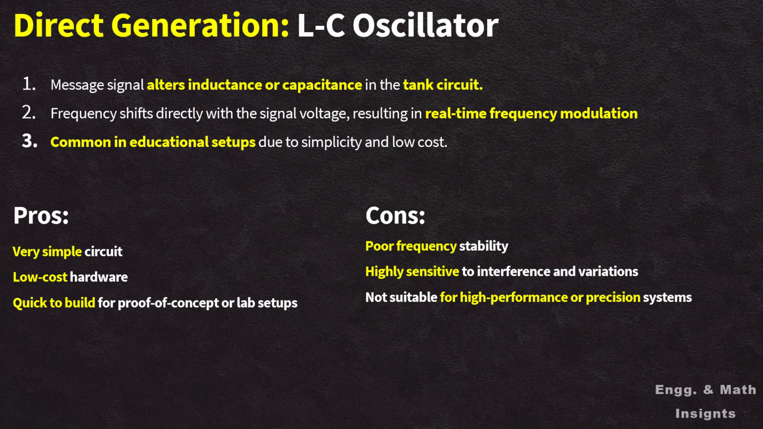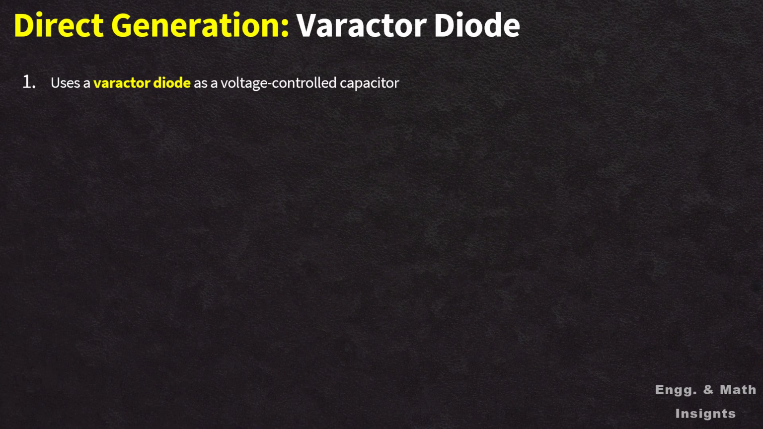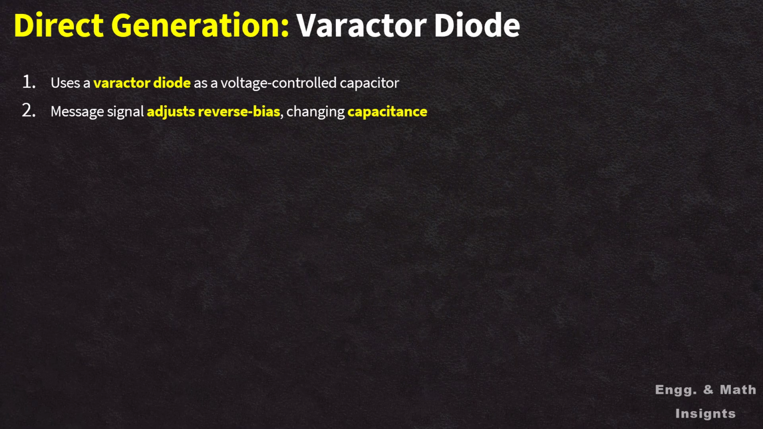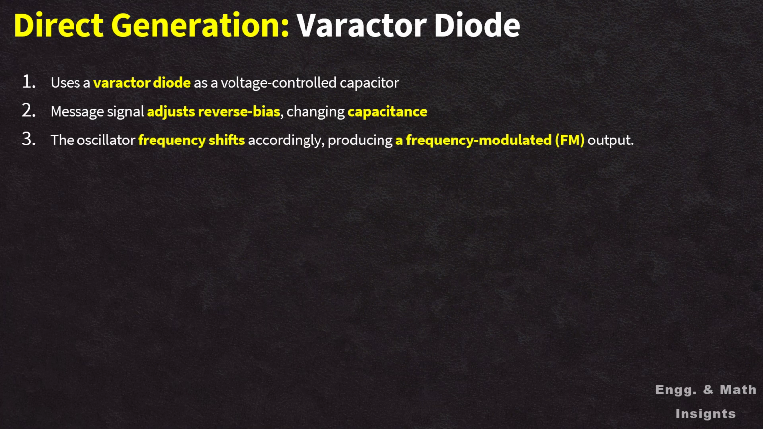Next is the Varactor Diode method. The Varactor Diode method uses a diode as a voltage-controlled capacitor in the oscillator's tank circuit. As the reverse bias voltage across the varactor changes due to the message signal, its capacitance shifts, causing the oscillator's frequency to vary. This technique is widely used in compact RF and IC-based designs.